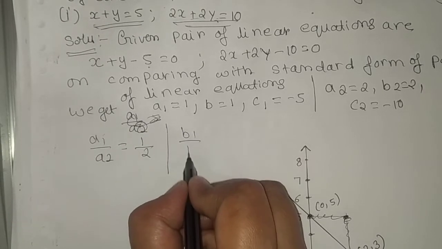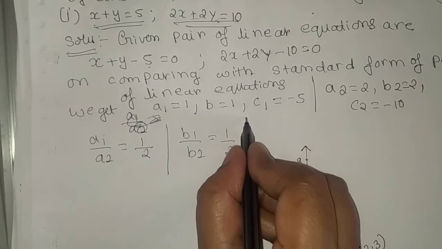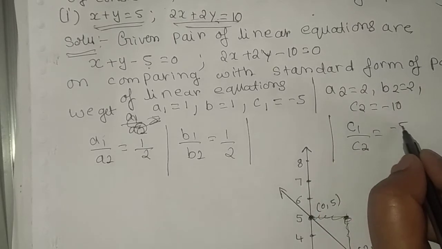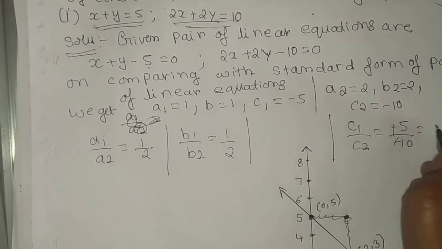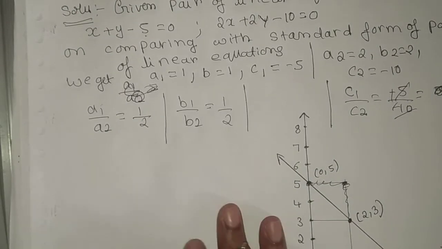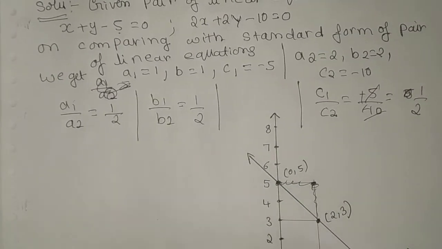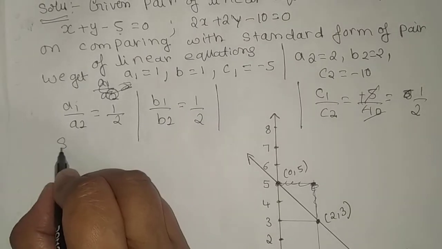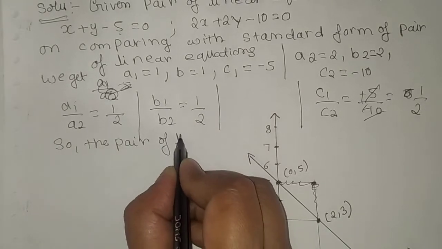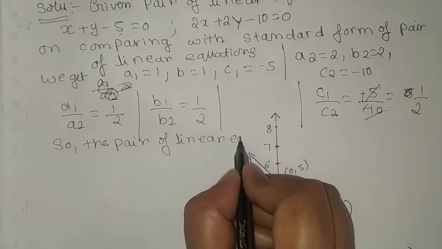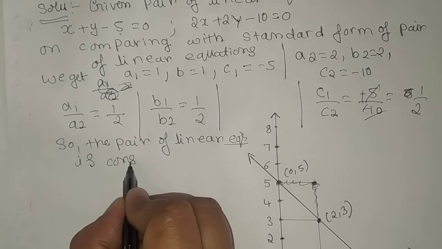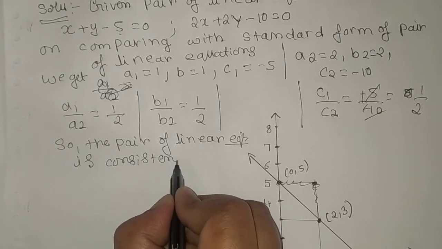So what is B1 by B2? B1 by B2 is also 1 by 2. Now we'll write here C1 by C2. What is C1 by C2? That is minus 5 by minus 10. Minus cancels, 5 ones are 5, 5 twos are 10, 1 by 2. In all the cases we get 1 by 2. So next step is, the pair of linear equations is what? Consistent. Since all are equal, the condition will be consistent.